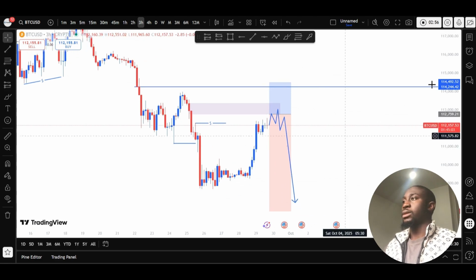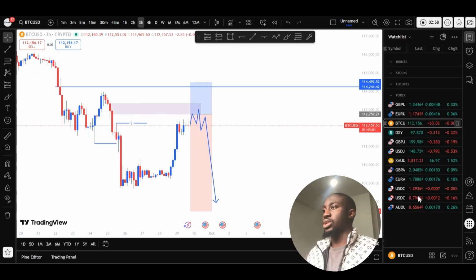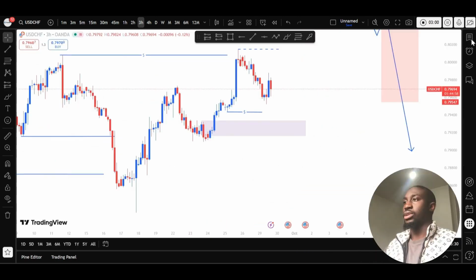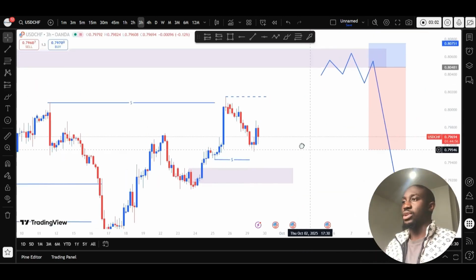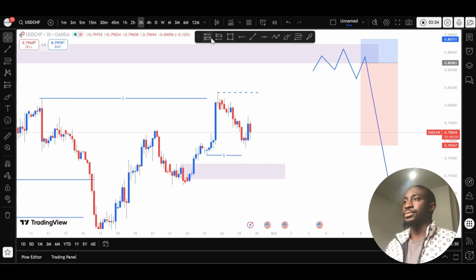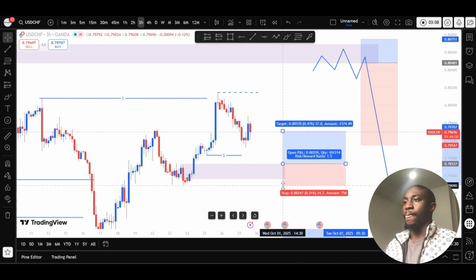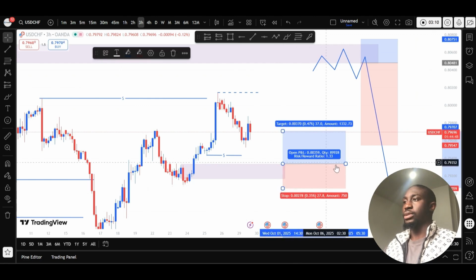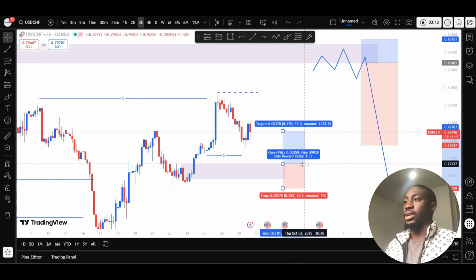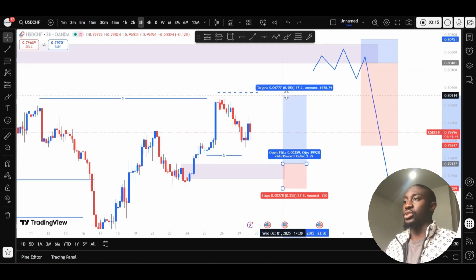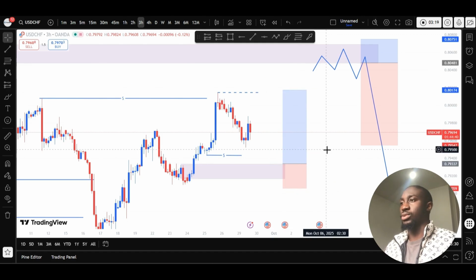So let's be active and let's go to USD CHF. For USD CHF, I'll be buying around this area. I'm waiting for price to tap in, not just to tap in, but to get to my POI. I'm waiting for a confirmation before I take my trade. This is 1:3. Yes, we are good to go.